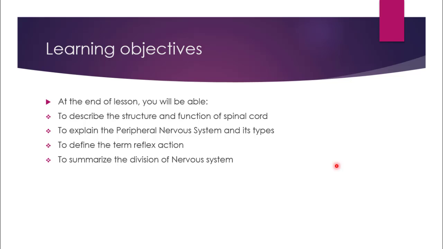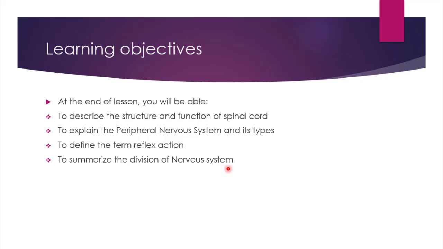Students, at the end of today's lesson, you all will be able to describe the basic structure and function of spinal cord. That is a second important part of central nervous system. You will be able to explain the peripheral nervous system and its different types. You will also be able to define the term reflex action along with its example. And at the end, you all will be able to summarize the division of whole nervous system.